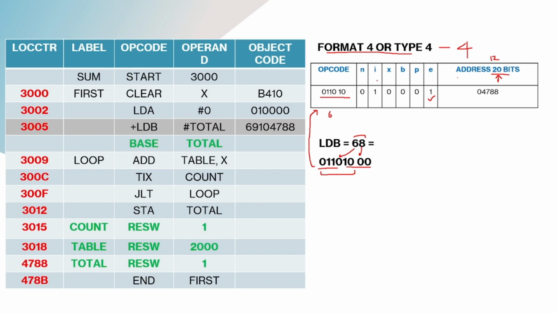Now, moving ahead, hash total. So immediate, that is high. And address, 20 bits. How are we getting this address? We're not getting displacement, we're getting an address directly. So you can see here, hash total. Where is total? If you come down here, there is total right here. And what is the address? We have 4788, right? You take this and directly put it in the address field right here.